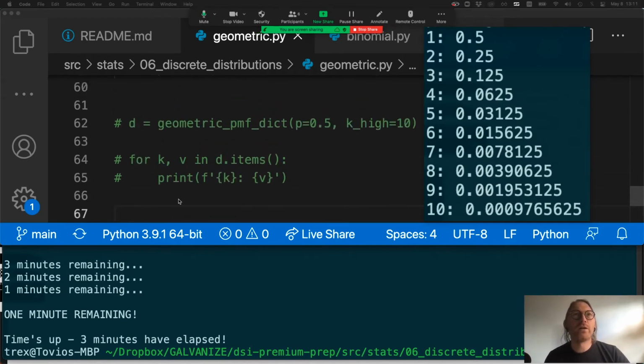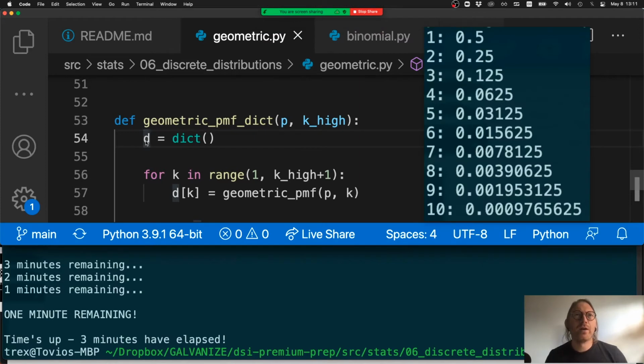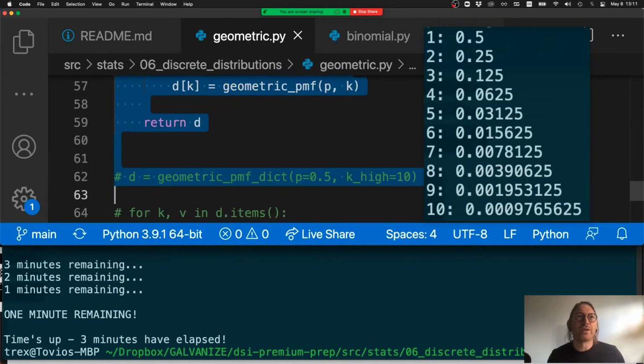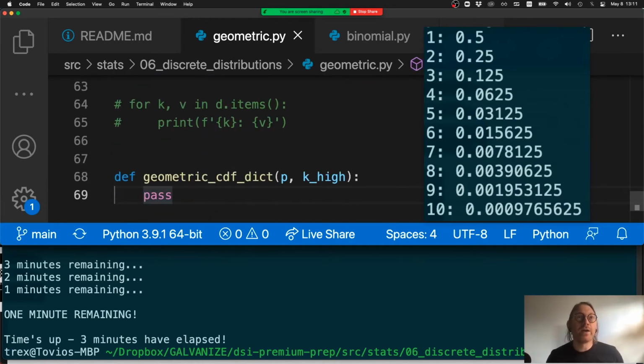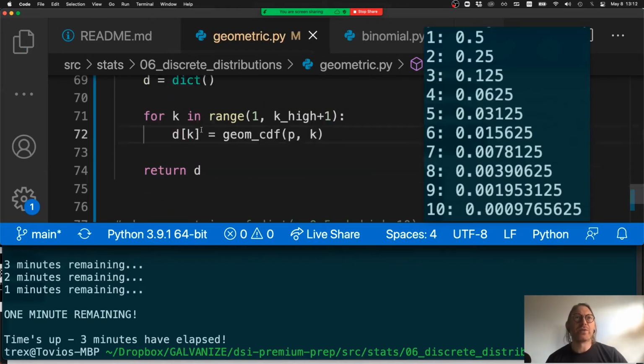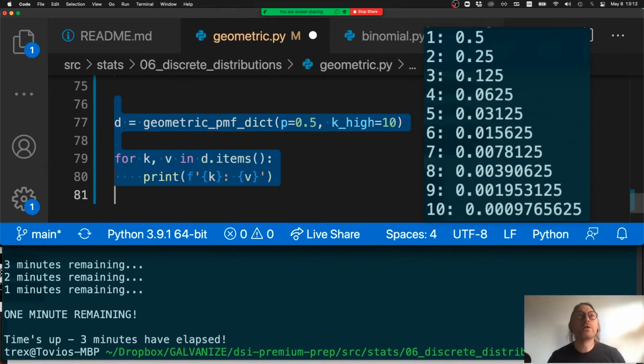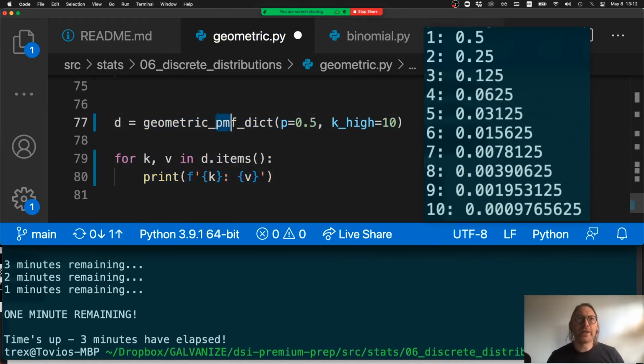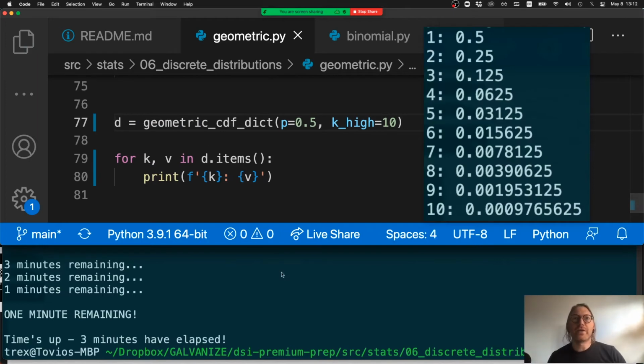Okay, so all we need for this Geometric Cdf dictionary, we can grab right here. So I'm just going to snag all of this and put it here. And the only thing that's going to change is passing in this geom CDF. That's all that's going to need. So if I run this, let me make sure I have everything. Need to uncomment all of this, and we'll go here, CDF, and I think that should work. Okay.